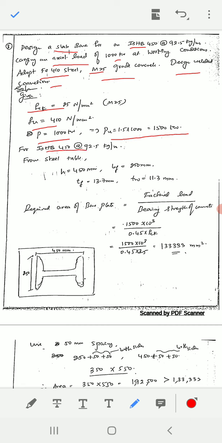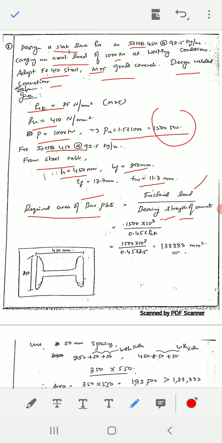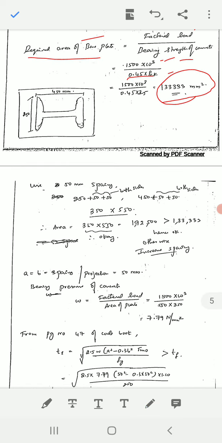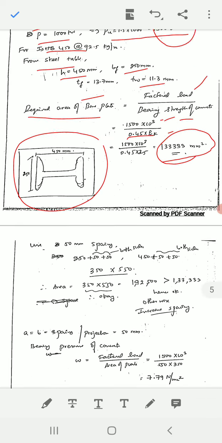For ISHB 450, from the steel table take the H value, BF value, TF value, TW values. These values are required. Then you have to find the required area of the base plate, that is load divided by bearing strength of concrete. Load is 1500 kilonewton. Then bearing strength is 0.45 FCK. Remember, 0.45 is constant, FCK is 25 as given. So 0.45 into 25, you will get this much area, 1,33,333. So what you have to do is draw a diagram of ISHB 450.